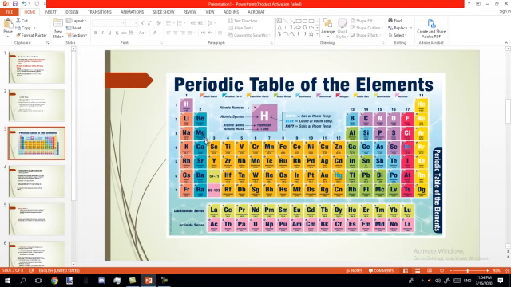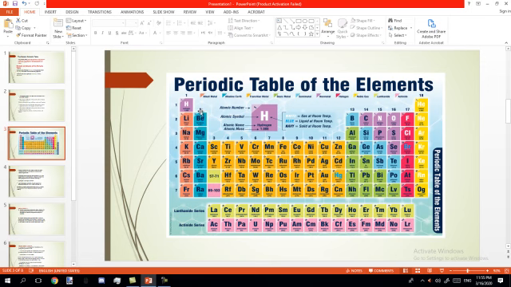But group 2, which is in blue, are called the alkaline earth elements. So group 1 are alkali metals and group 2 are alkaline earth metals. What is the difference between group 1 and group 2? Group 1 are the most active metals, more active than group 2. They have only 1 electron in their last level, so they can lose this electron easily during a chemical reaction. So they are very, very active metals.